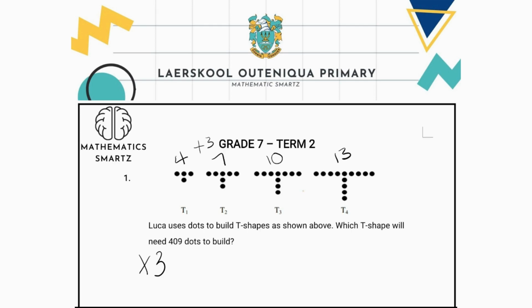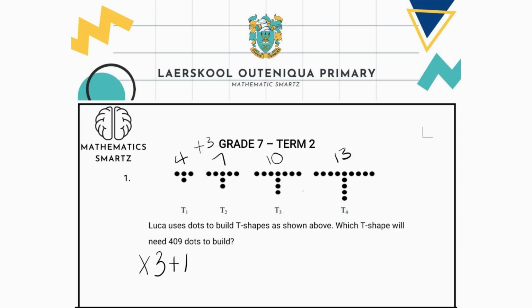Well, let's test it. Let's test it with T1. So 1 times 3 equals 3. So what else do I have to do? Yes, I need to add 1. Let's test it out on the second T-shape. So that would be 2 times 3, which is 6, plus 1 is 7.